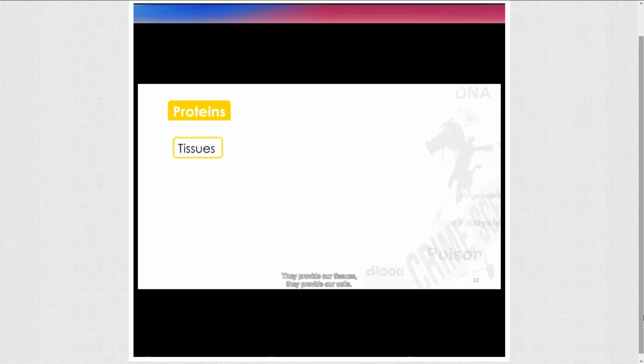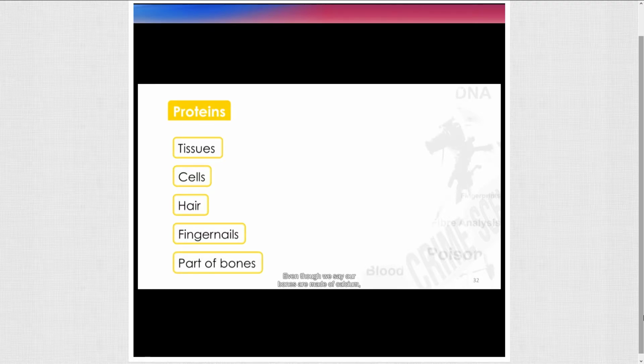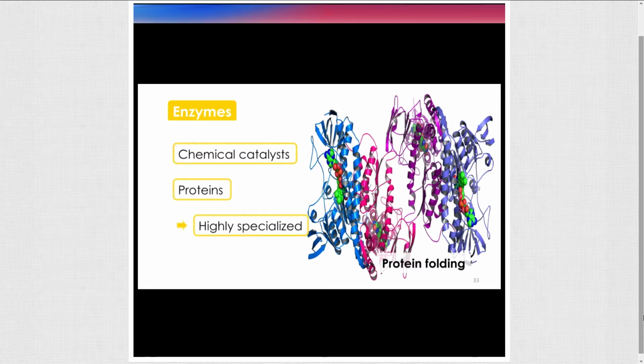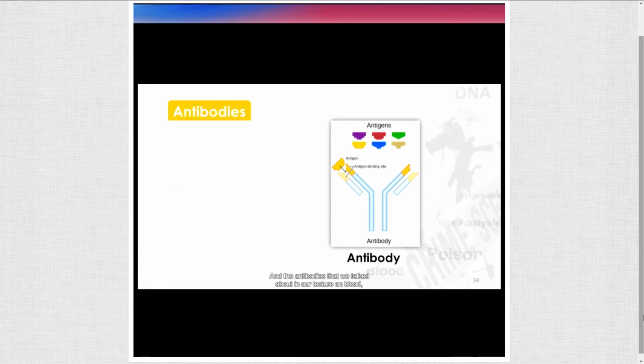They provide our tissues, they provide our cells, they provide our hair. Hair is made of protein. They provide our fingernails, and they are part of our bones. Even though we say our bones are made of calcium, actually our bones are made of calcium phosphate combined with proteins. Our enzymes, that is the chemical catalysts that keep our biochemical machinery running, these enzymes are also proteins. They're very highly specialized proteins. And the antibodies that we talked about in our lecture on blood, these are also proteins. So our bodies use proteins for so many different functions. And our body can do this because these different R substituents on the amino acids give us an enormous number of possible proteins.